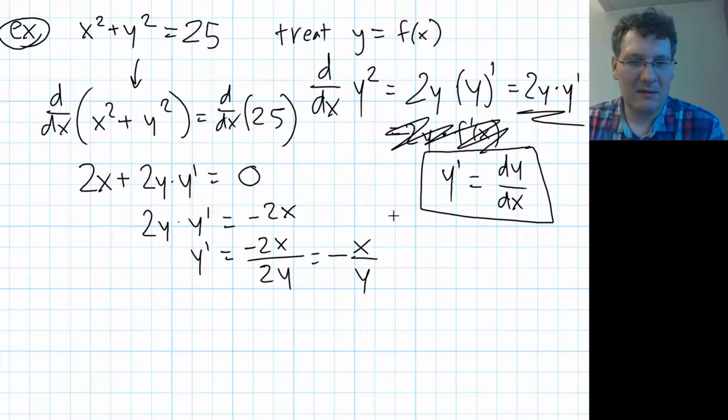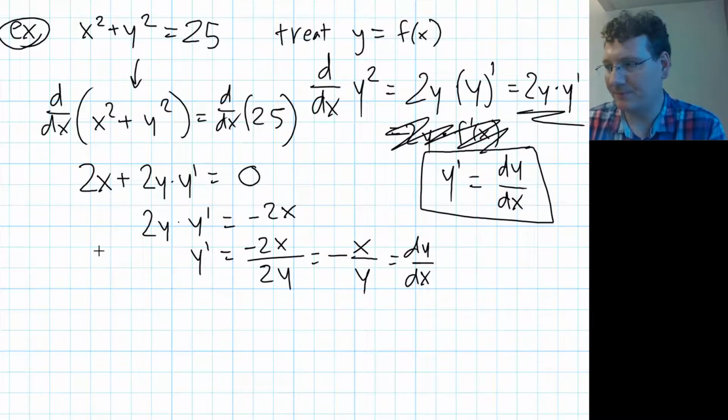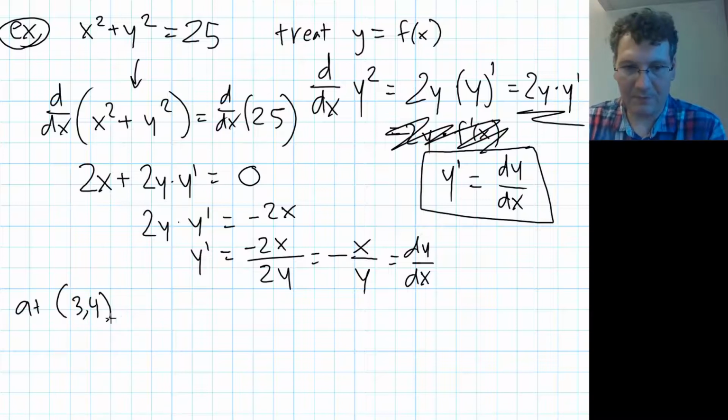That's my derivative. That's the derivative of this curve, so to speak. That's my dy over dx for any point on the curve. Now, so for example, at the point 3, 4, the tangent, I'll give you a sense of what this would look like.